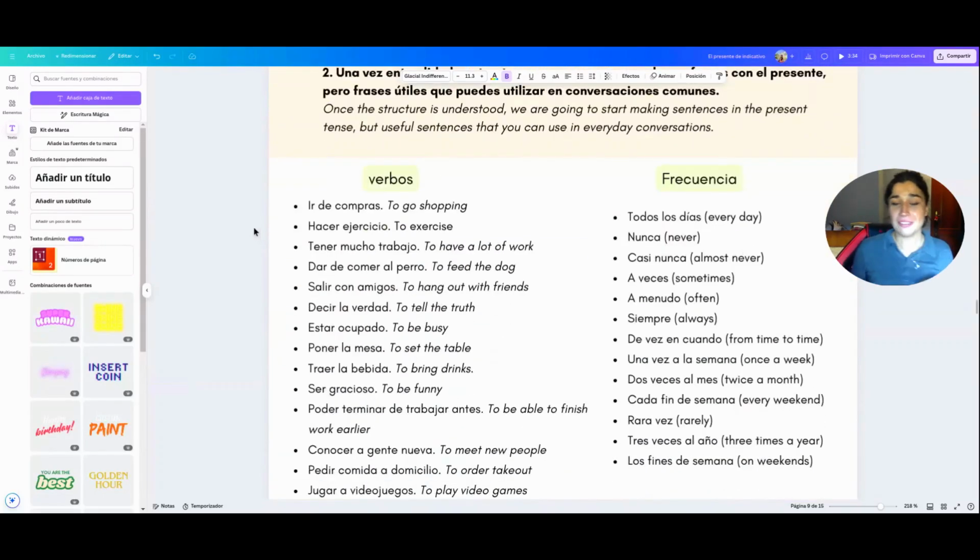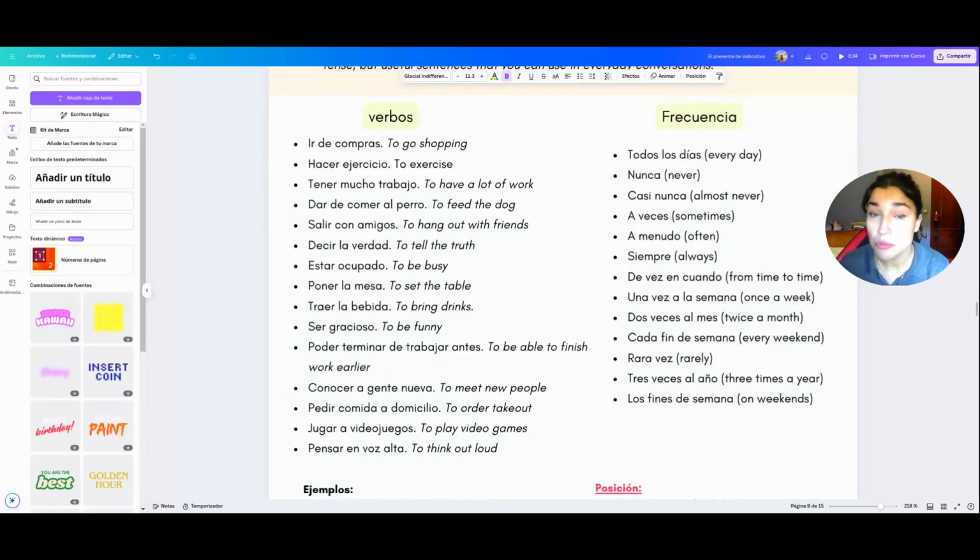And then we have the part of practicing making phrases the same way that we did with regulars, but now we are going to do irregulars. So we have different phrases that you are going to use. Ir de compras, to go shopping. You're going to say that phrase probably. Dar de comer al perro, to feed the dog. You're going to say it too if you have a dog. So basically what we do now is complete. For example, salir con amigos. Salgo con amigos de vez en cuando. So I go out with friends from time to time. Hacer ejercicio. Yo hago ejercicio a menudo. Work out or exercise often.